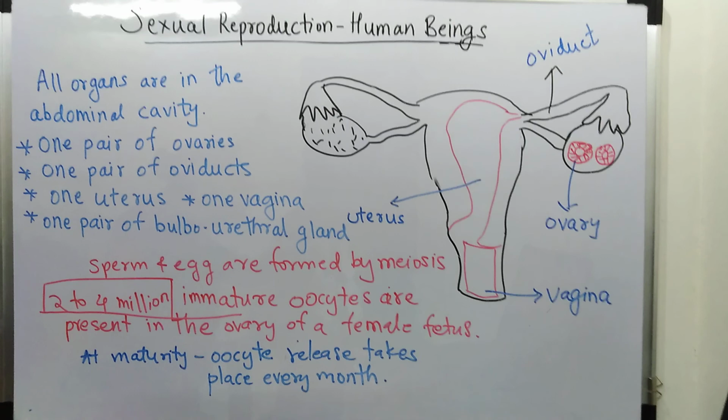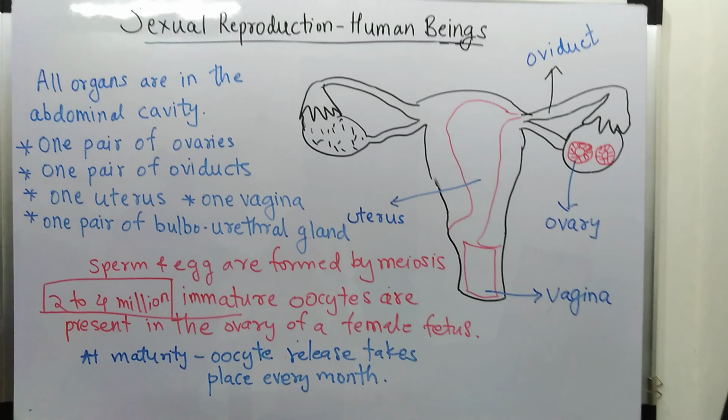And through that opening, cilia are present on the inner surface of the oviduct that push the oocyte towards the uterus. Inside there are hair-like structures called cilia. So what happens? An ovum is released every month into the abdominal cavity. How? Through the ovary into the oviduct.